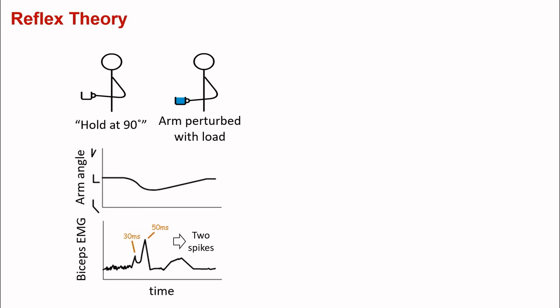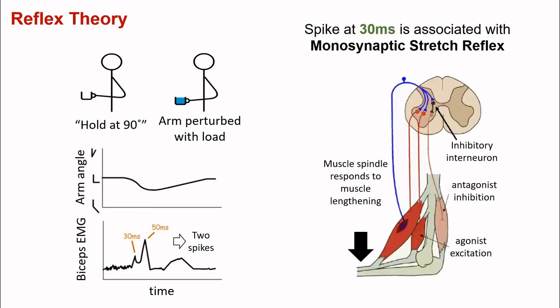When we look at the associated EMG patterns, we see two distinct spikes in the plot, one occurring at around 30 milliseconds after the water being poured in, and a second one occurring at around 50 milliseconds. The spike at 30 milliseconds is known to be associated with the monosynaptic stretch reflex. This reflex functions to help maintain the muscle at a constant length.